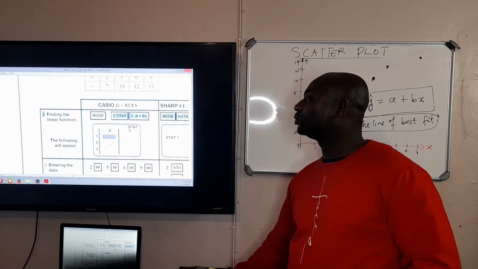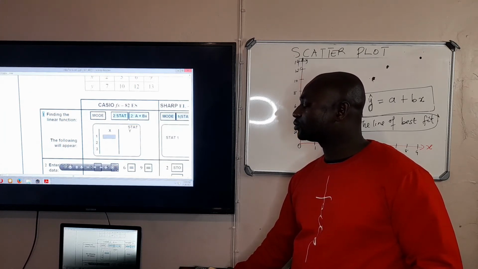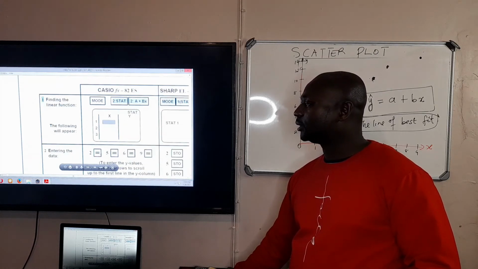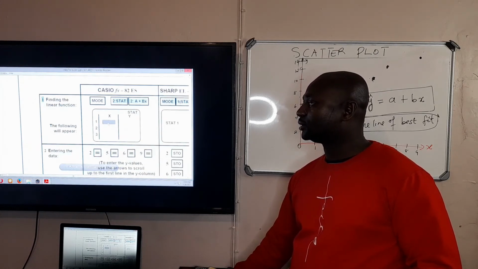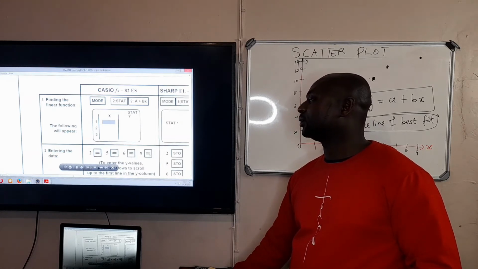So now we'll go through the same process. We are capturing the data for x. So you press 2, then you press the equal sign. Then it will come here, where it is shaded. Then you press 5, you press the equal sign. You press 6, you press the equal sign. Then you press 9 and then also the equal sign.